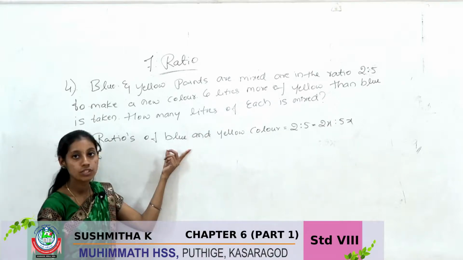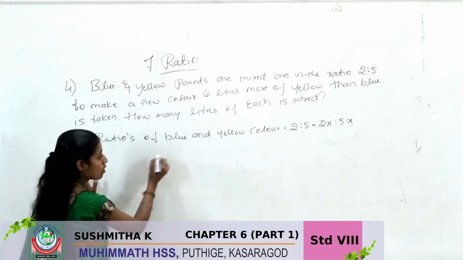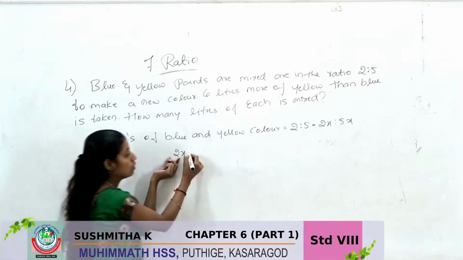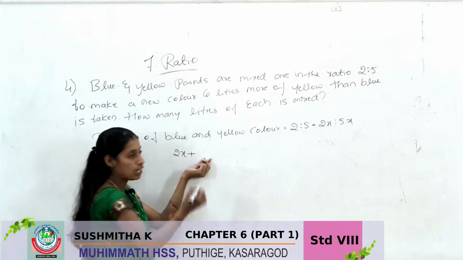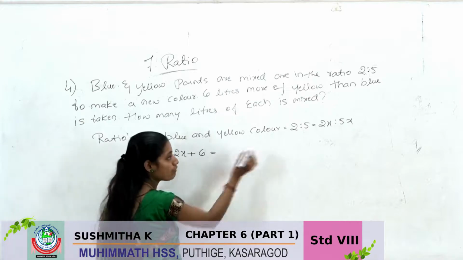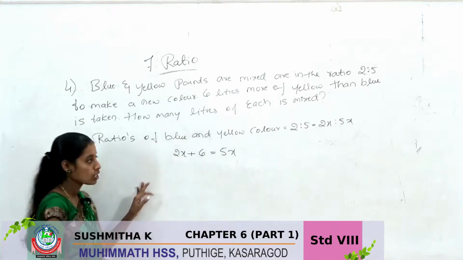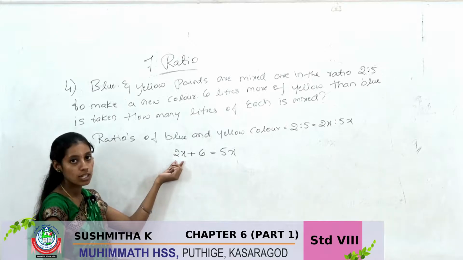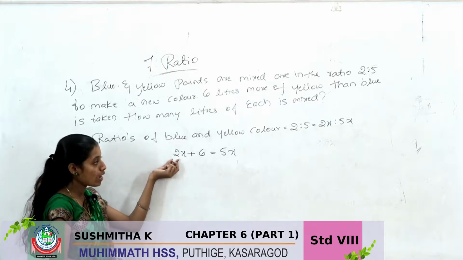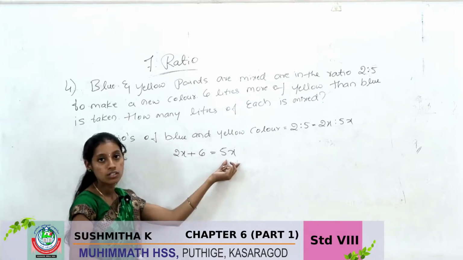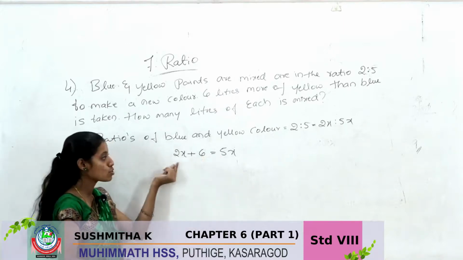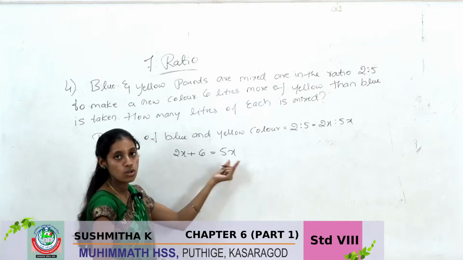So here we should write 2x, the blue color, plus 6 more, and we will get the yellow color. The ratio of yellow color is 5x. So 2x plus 6 is equal to 5x.